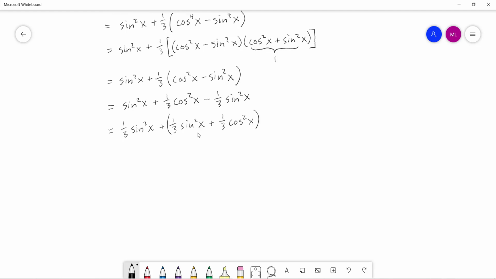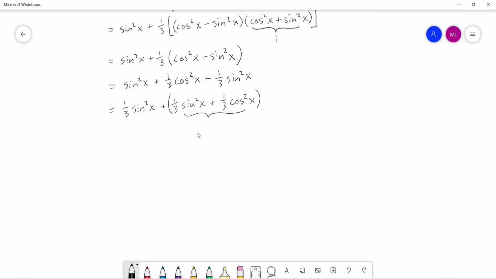What does that equal to? That is simply a 1/3. You could factor the 1/3 out and just get a sine squared plus cosine squared, which is 1. And when it's all said and done, we get a 1/3 times a 1 plus sine squared of x. So if we want, we can simplify it all the way down to that.